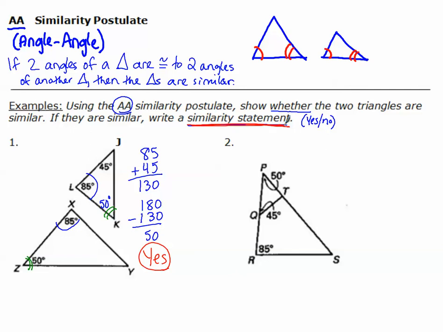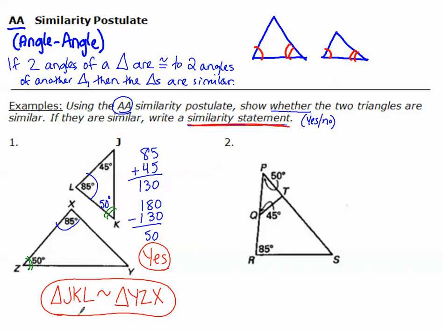Therefore, the similarity statement can be written, and we start with triangle JKL, always the one that comes first or to the left or on top, similar to triangle. Now let's match up properly here. J corresponds with the 45-degree angle in here, which is the y. So y goes first. K I wrote second. K says 50, so that goes with the one that's 50, and that's z. And then the third angle after z is x. So there's my similarity statement to go along with saying that they're similar.